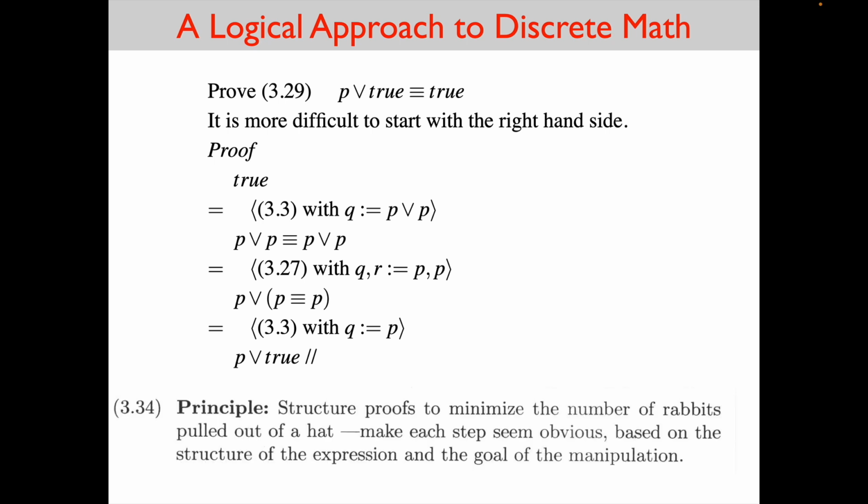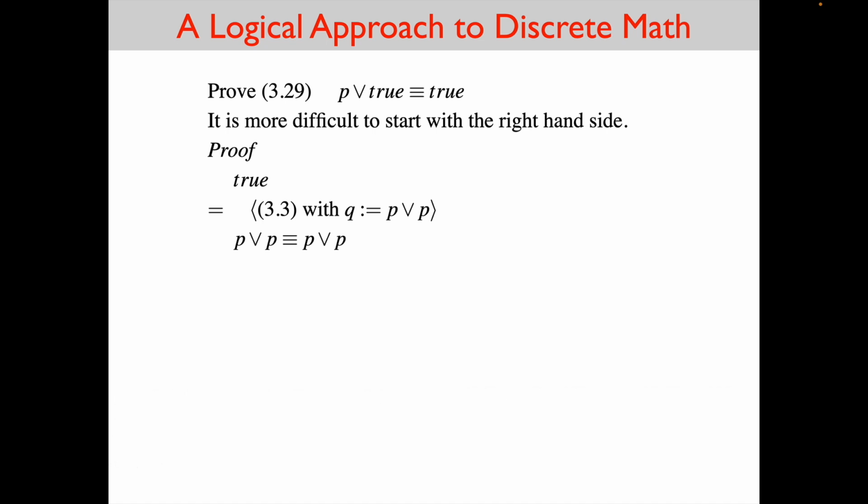So the bottom line is this principle. Structure proofs to minimize the number of rabbits pulled out of a hat. You know, when you see a magician's show and the magician has a top hat, a big black top hat, and he reaches into that hat and he pulls a rabbit out of the hat, and everybody in the audience says, "Oh, where did that rabbit come from?" So in the first step of this proof, which is here, we could say the same thing. Where did that P or P equals P or P come from? Why are we doing that? You see, that's pulling a rabbit out of a hat.